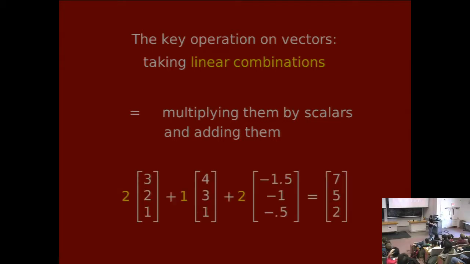So here are three vectors, (3, 2, 1), (4, 3, 1), and this one, which I won't read. And a linear combination is you multiply each one by some scalar. This is all over the field of real numbers. And you add everything up. Okay, and that happens component-wise. So in the first coordinate here, we get 2 times 3 plus 1 times 4 plus 2 times minus 1.5, which is 7. Okay, so we scale each of these vectors and then add them up to get this last one.